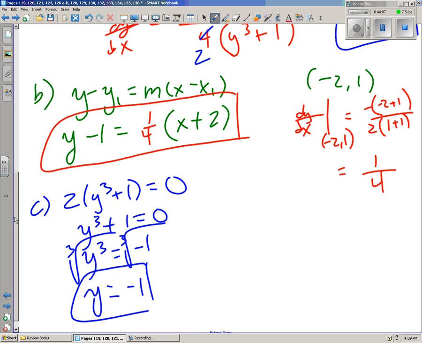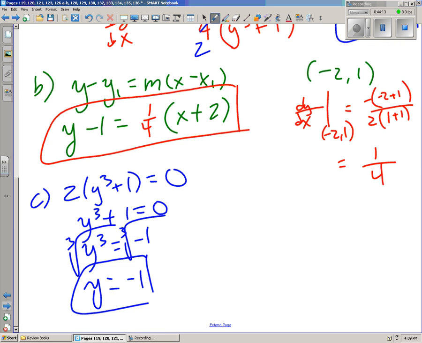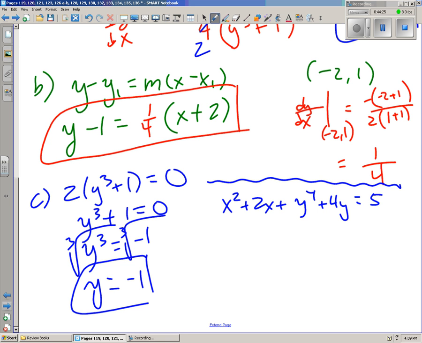The original was, oops, I forgot what the original was. x squared plus 2x plus y to the fourth plus 4y equals 5. Let's see if I can remember that. Original: x squared plus 2x plus y to the fourth plus 4y equals 5. There's our original. So we have to plug in y equals negative 1 and get some x values.